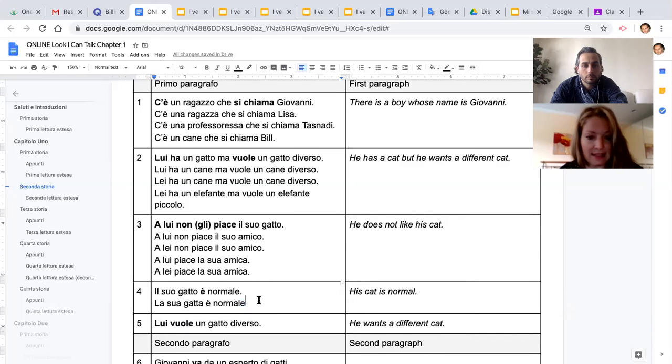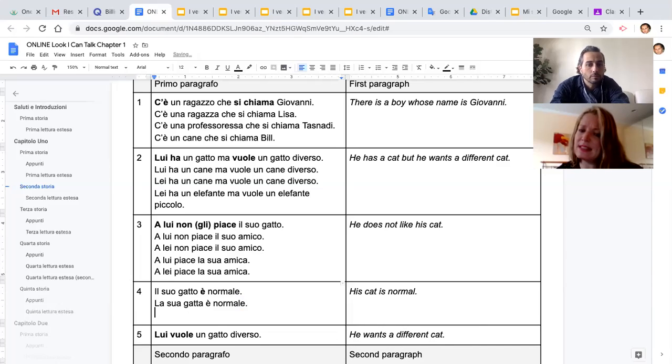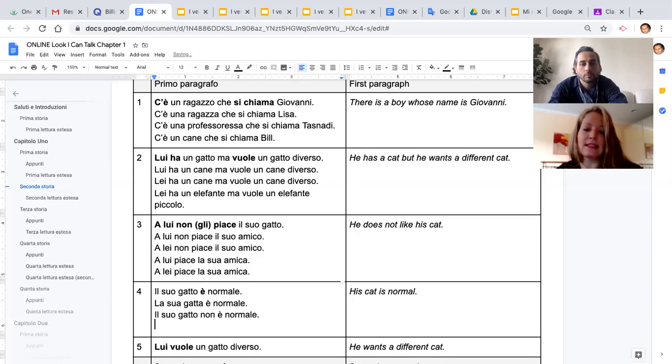Okay, now the next sentence could be, let's say, his cat is not normal. How would that sentence be? His cat, male cat again, is il suo gatto. Where do we have to put the non? It's before the verb, it's before essere. So, il suo gatto non è normale. Perfect.